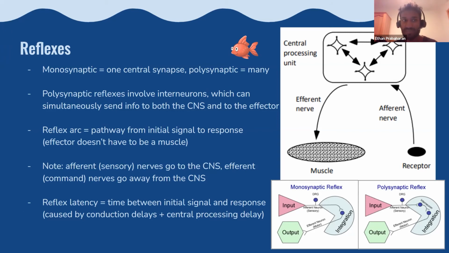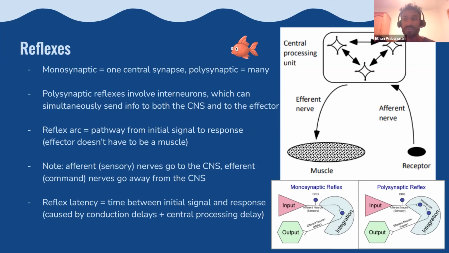With our monosynaptic reflex, we've got an afferent nerve, or a sensory nerve, that takes the signal into the central nervous system, often the spinal cord, and then that will synapse onto an effector, or motor nerve, which will actually initiate an action. Whereas with polysynaptic reflexes, we have interneurons between the sensory and the motor nerves. These can trigger the actual action while also sending signals up to the CNS, up to the brain, so you can actually process what's going on.